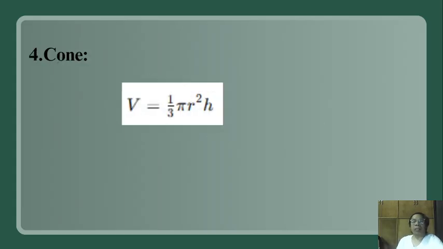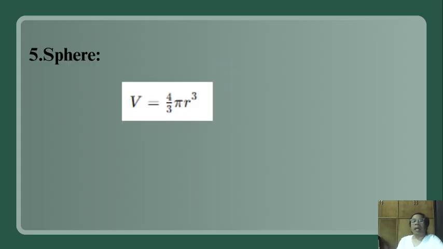And then for the cone, the area of the base times the height. So we have here 1/3 pi r squared times the height of the cone. Why only 1/3? Because the lateral area of the cone is just simply 1/3 of pi r squared. And then for the sphere, the volume is equal to 4/3 pi r cubed.